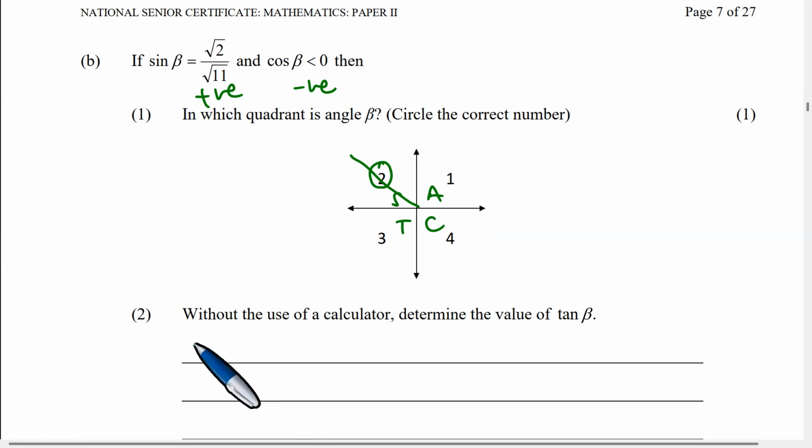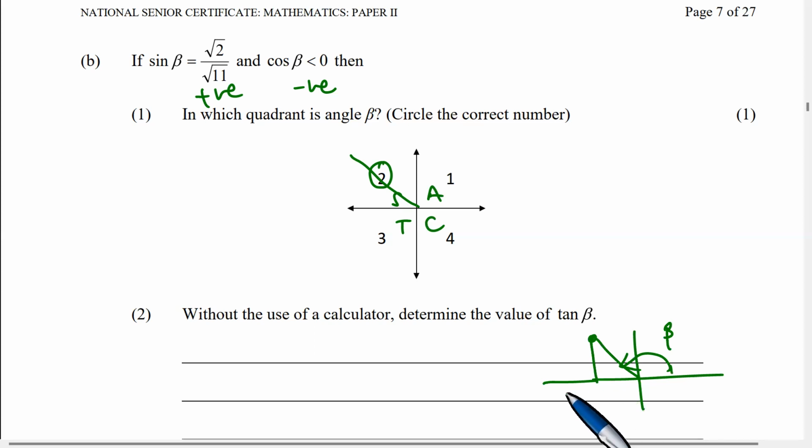Next question. Without the use of a calculator, determine the value of the tangent of beta. How do we find the tangent of beta without the use of a calculator? A couple of things are very important. You need to realize that we need to answer this question, and we know that the angle beta is in the second quadrant, so that is beta. Which means the sine of the angle beta is opposite over hypotenuse, which is the opposite, square root of 2, over the hypotenuse, square root of 11.